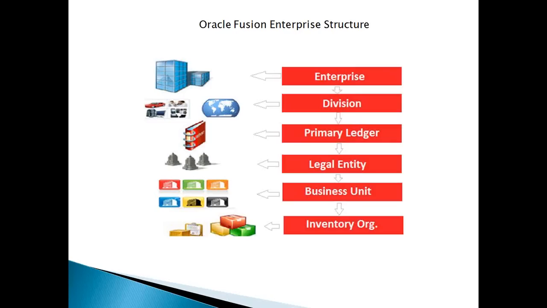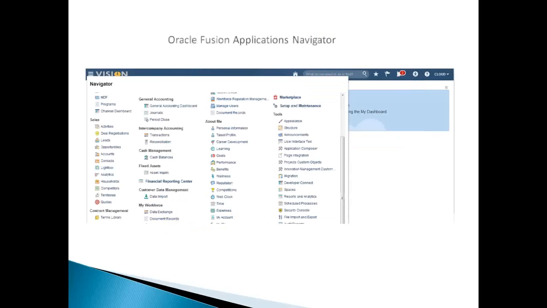So if division is not there, then enterprise, primary ledger, legal entity, business unit are more or less almost equal to our EBS multi-org only. But the naming convention got changed. Something you can find in the new way, but ultimately the background is the same. So these are the few points you have to understand.